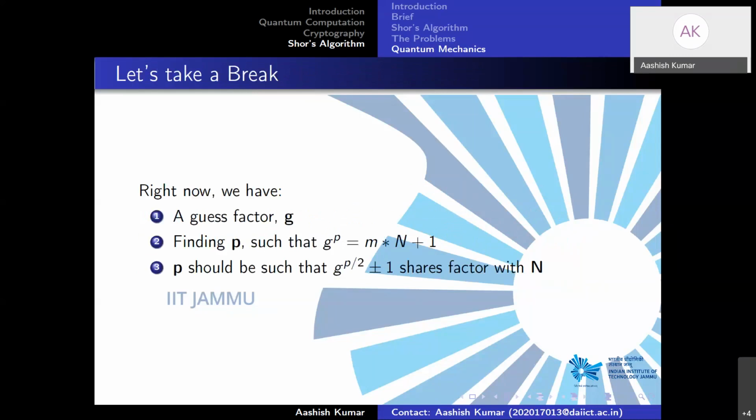So let's rewind and consider what all we have discussed. We know that we need a guess factor G, and we need to find the power P such that G to the power P equals m into n plus 1, and P should be such that G to the power P by 2 plus minus 1 share factors with n.